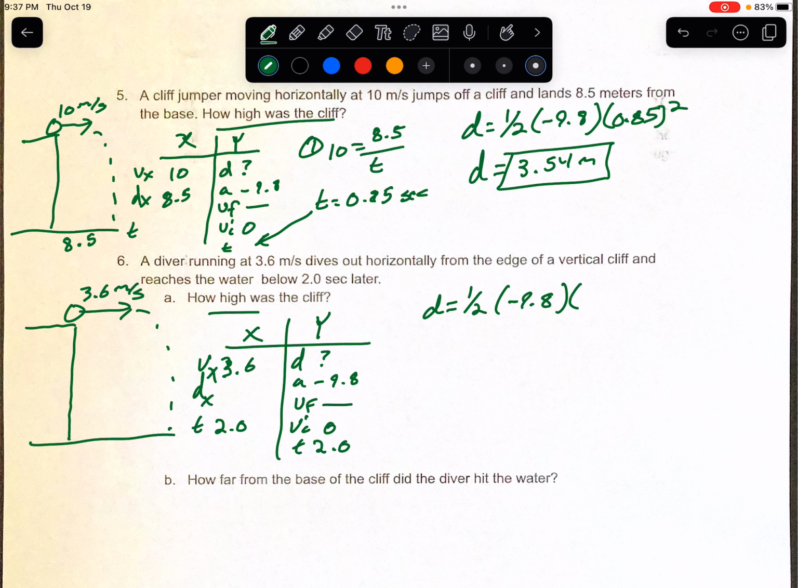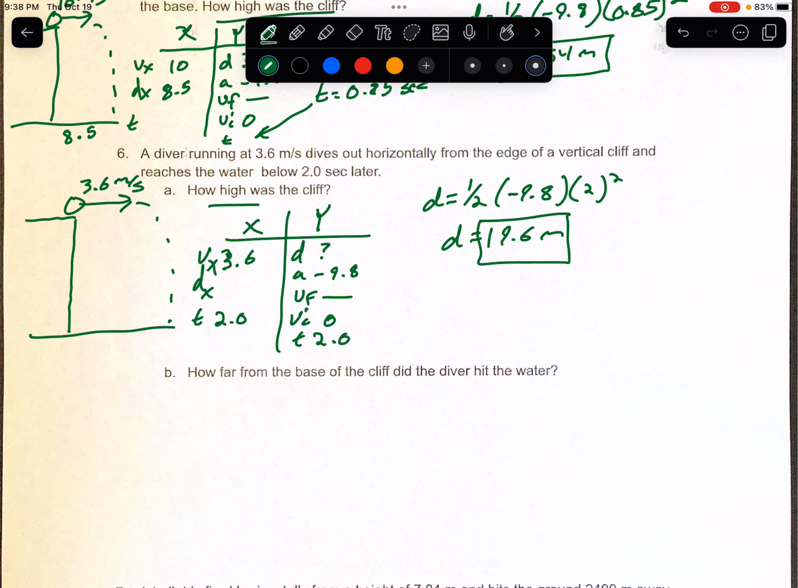Hopefully you're starting to get a pattern now. So d equals 1/2 times negative 9.8 times 2 squared, and that's going to give you a distance of 19.6 meters. That is how far below the cliff it landed. B says how far from the base, that means you're looking for dx now. So we're going to do V equals d over t. So 3.6 equals dx over 2. Multiply both sides by 2, and you get dx equals 7.2 meters.